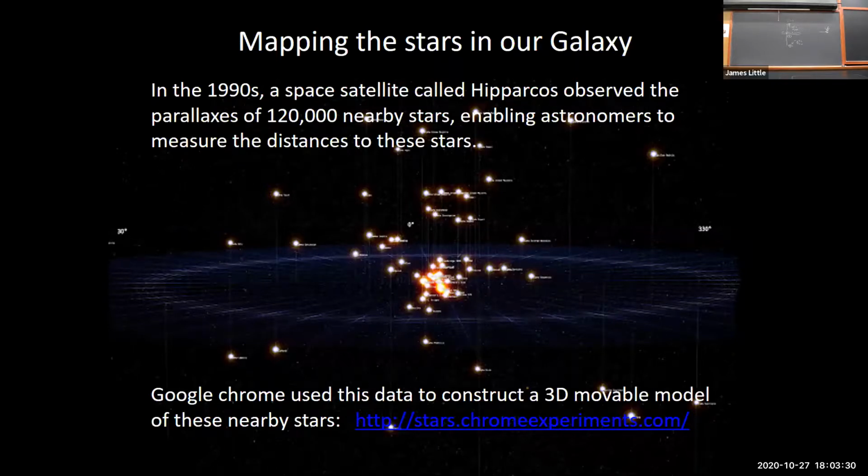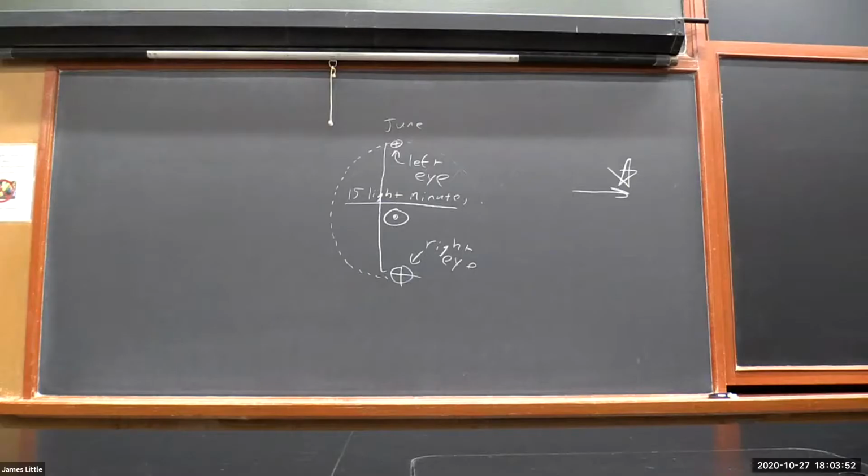In the 1990s, a space satellite called Hipparcos observed the parallax of 120,000 nearby stars, enabling astronomers to measure the distance to these stars. Google Chrome uses the data to construct a 3D movable model of these nearby stars. Let's check it out. And I hope that you will check this out on your own computers.